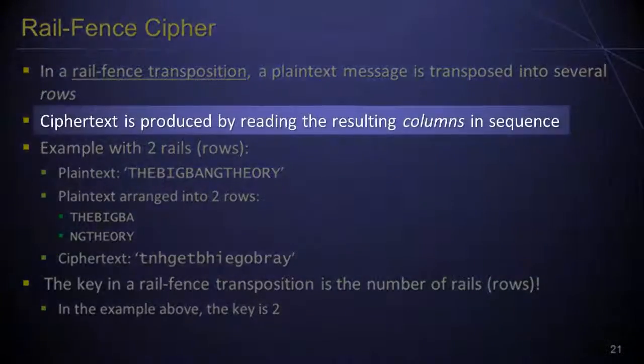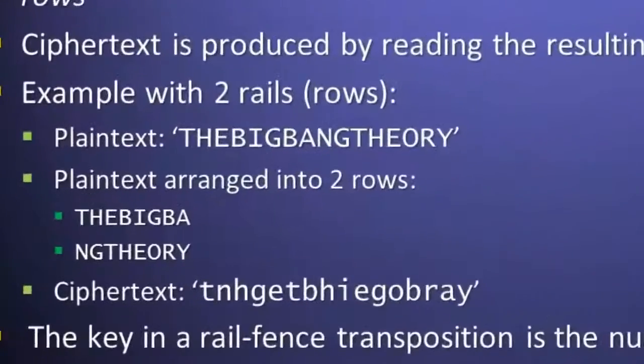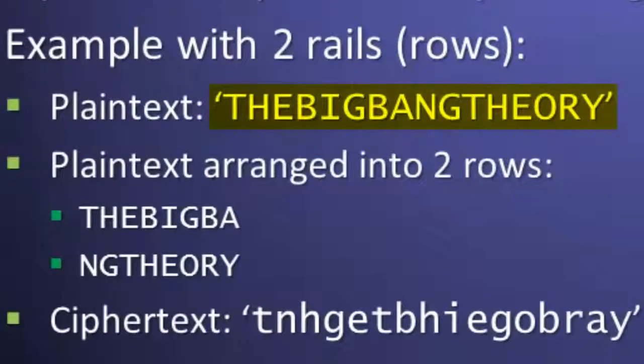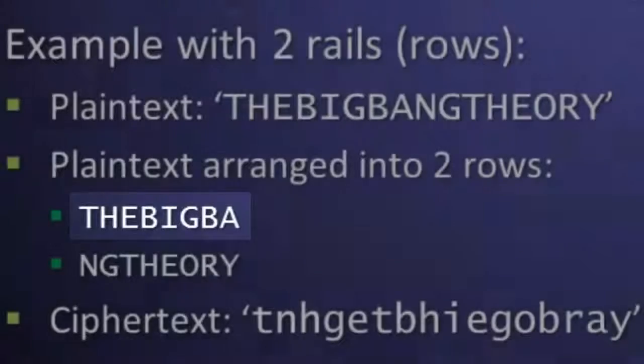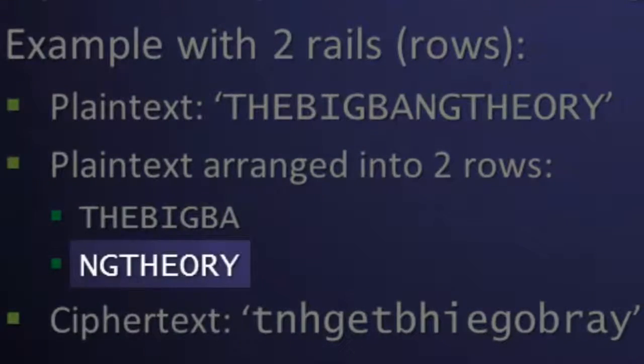The ciphertext version of the message is then produced by reading the resulting columns in sequence from top to bottom, left to right. For example, imagine that we begin with the plain text, "The Big Bang Theory," and that we transpose the plain text into 2 rows or rails. The result would be one row, which contains the letters THEBIGBA, and another row, which contains the letters NGTHEORY.